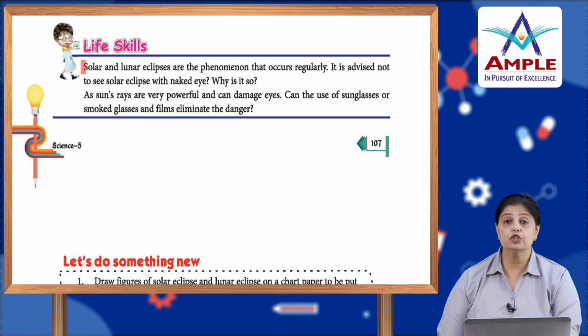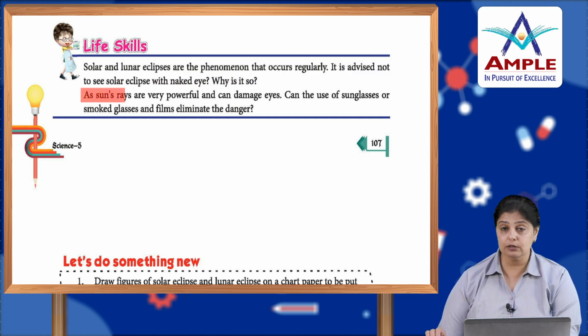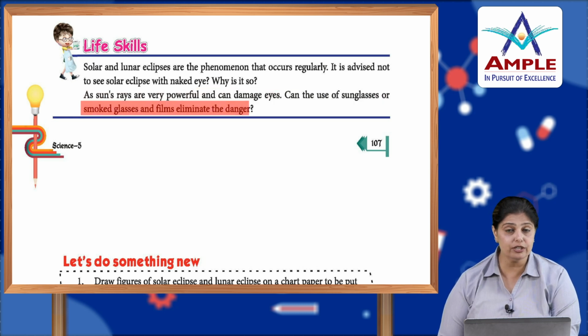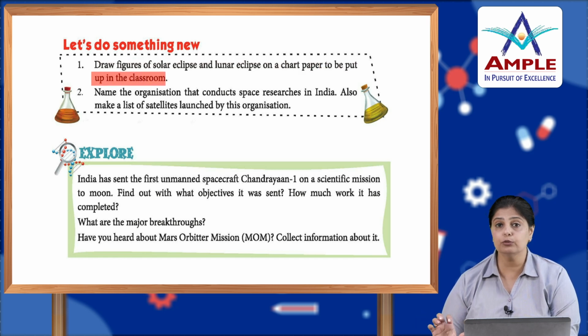Okay? Life skills. Solar and lunar eclipses are phenomena that occur regularly. It is advised not to see a solar eclipse with the naked eye. Why is it so? This is because the sun's rays are very powerful and they can damage your eyes. So, can the use of sunglasses or smoked glasses and films eliminate the danger? Yes, okay, but you have to find out which ones are appropriate. Let's do something new. Draw figures of solar eclipse and lunar eclipse on a chart paper to be put up on the classroom wall. Okay.